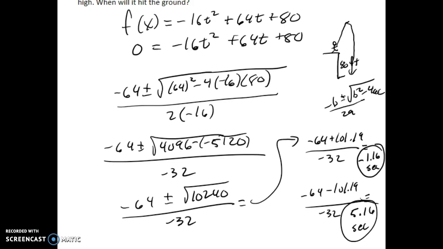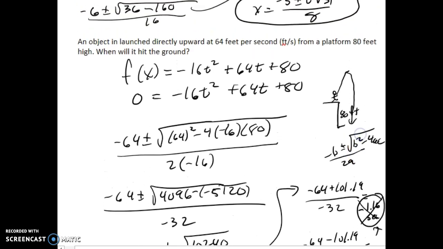Okay, so notice that this is a negative number here, and that doesn't really exist, and so we're going to cross this out. So even though our math works, we can't have negative numbers in real life. So if we're on top of this building and I threw it at that speed, we're going to have to wait 5 seconds until it hits the car beneath us.